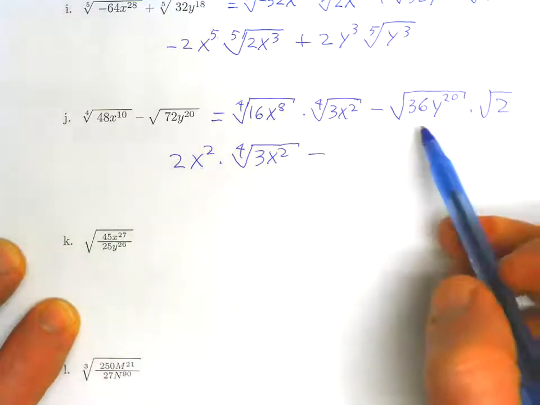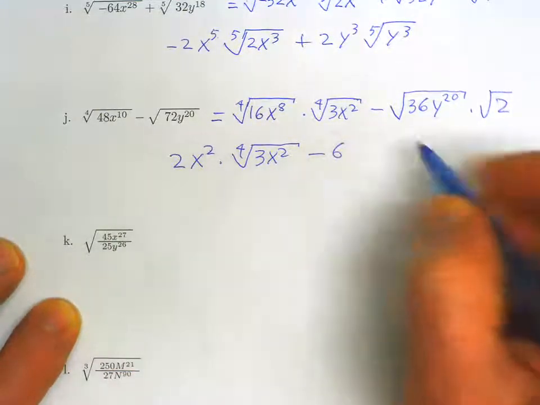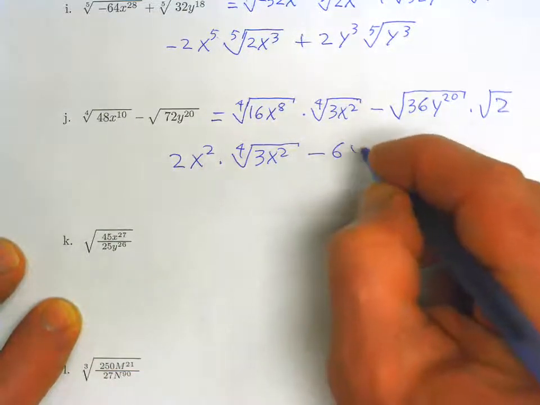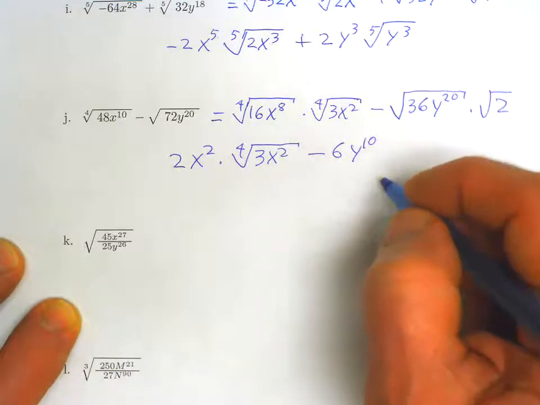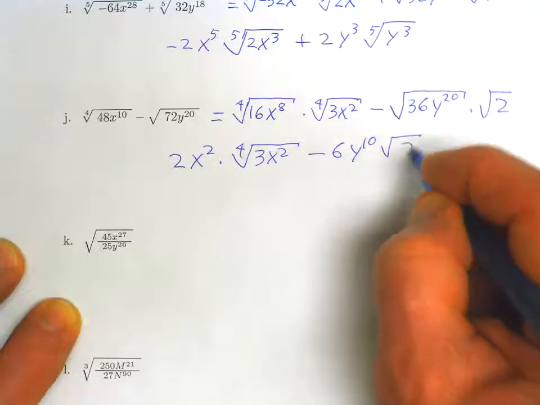And then minus the square root of 36 is 6. The square root of y to the 20th is y to the 10th. So minus 6y to the 10th times the square root of 2.